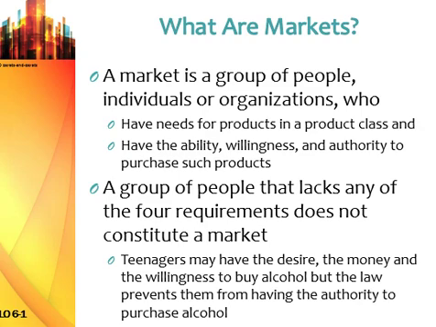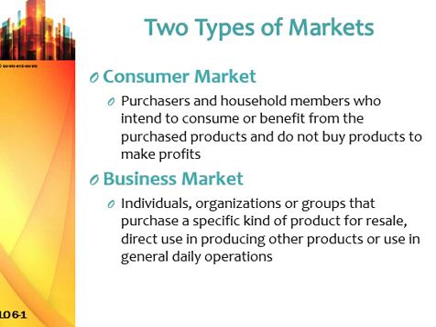A group of people that lacks any of the 4 requirements does not constitute a market. So teenagers have the desire, the money, and the willingness to buy alcohol, but the law prevents them from having the authority to purchase alcohol, so they're not part of the alcohol market, technically speaking. Okay, so generally we can divide the markets into 2: consumer markets and business markets.